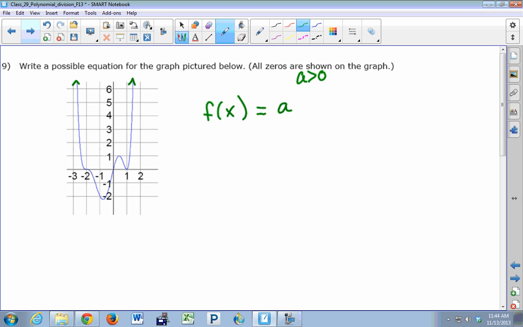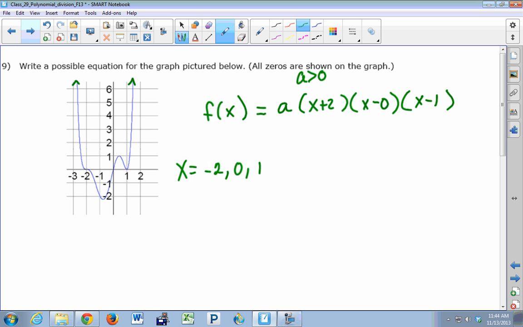How many zeros do I have here? Well, we see 3 distinct numbers, but we're actually going to have more than 3 zeros because you're going to count them by their multiplicity. But what are they? Our zeros here are -2, 0, and 1. Okay, so I get x plus 2, x take away 0, and x take away 1.